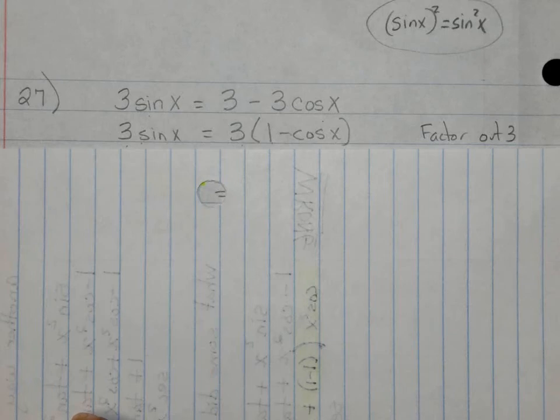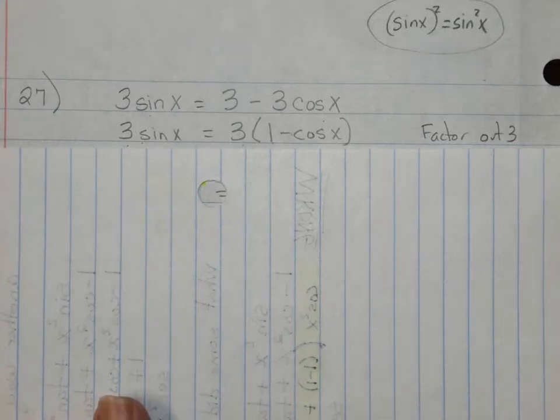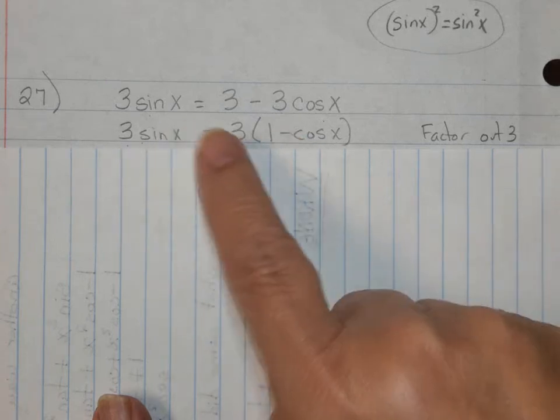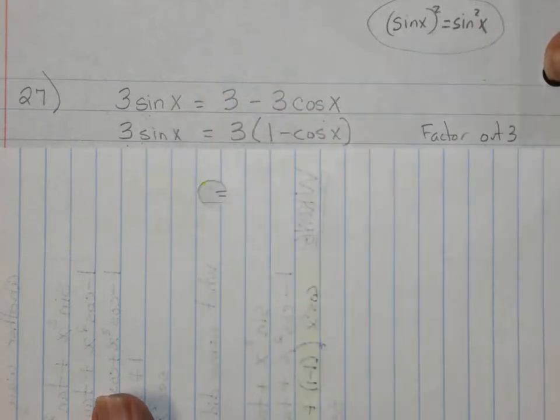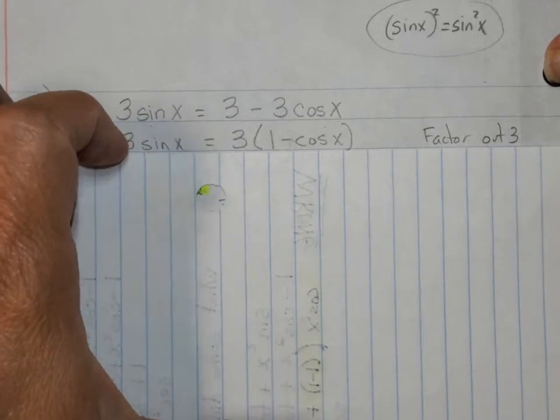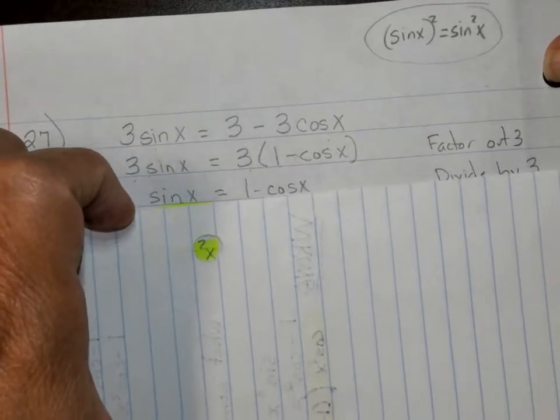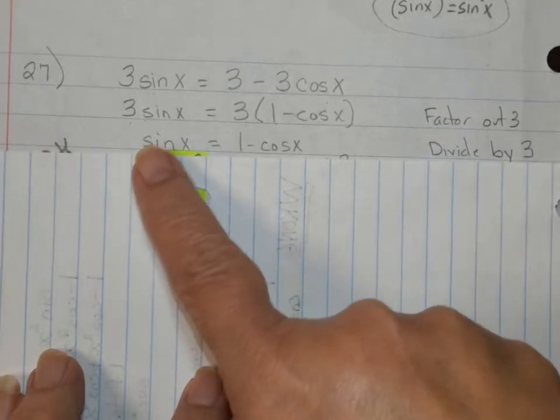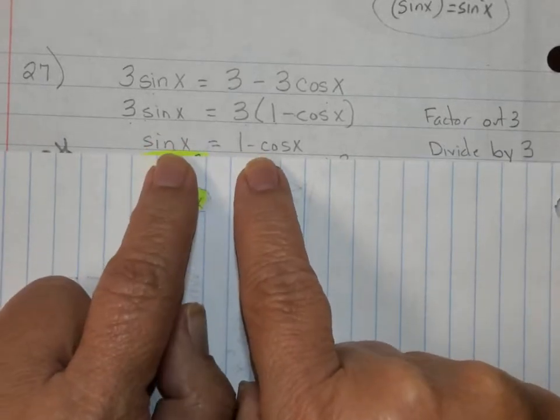All right, so this is page 331 from the textbook, number 27. So step 1, we factor out a 3. Once that 3 is factored out, hopefully you would see, oh, let's go ahead and divide both sides by 3. Okay, so let's do that. So if we divide both sides by 3, now we're left with this.